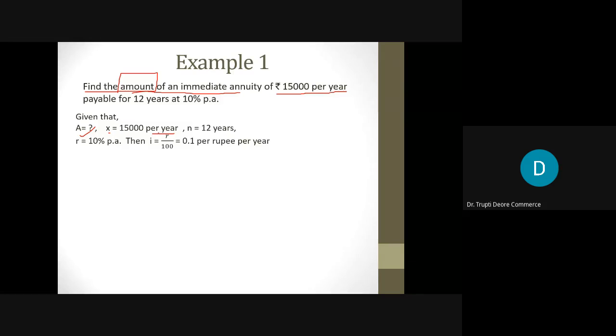It's in years, so rate and duration are also in years. So N is equal to what is given, 12 years. It's already given in years, so we keep it as it is. And at 10% per annum, so R is 10%. But for the purpose of annuity, we have to convert R into I. I is equal to R upon 100. So R is 10, so it becomes 10 upon 100, which is equal to 0.1 per rupee per year.